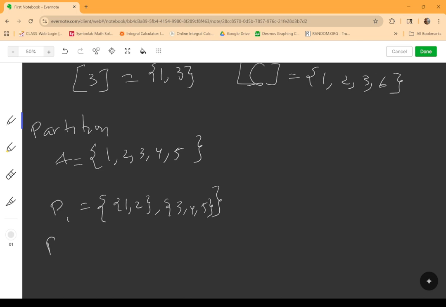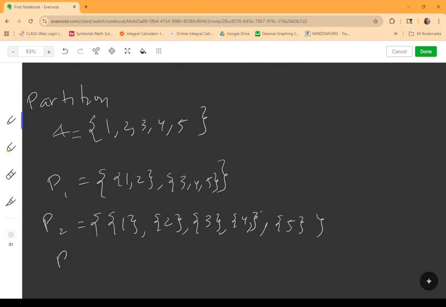These partitions could be on either extreme, where you make a partition where each subset is just one element, and that covers all the elements in our original set. Or the partition could be the whole set itself. That would also be a proper partition. So that is how we partition a set.